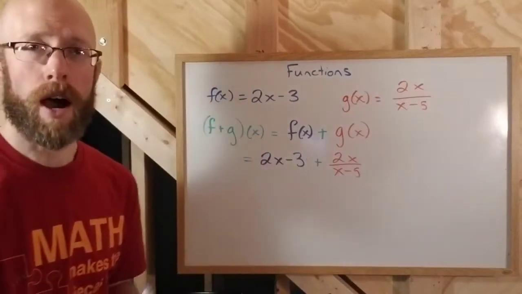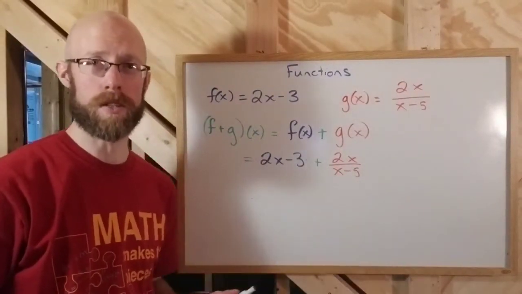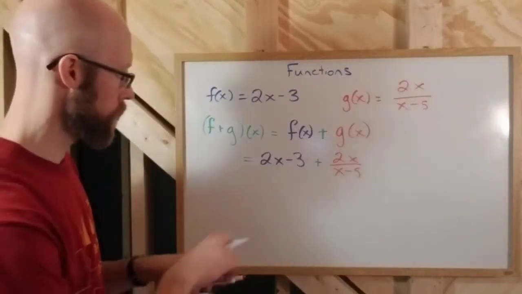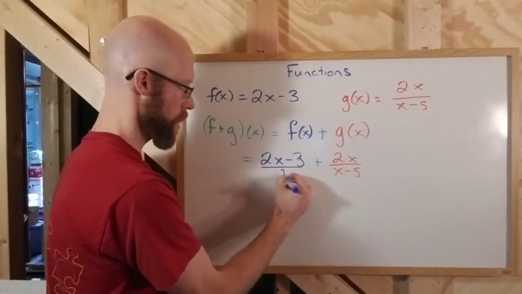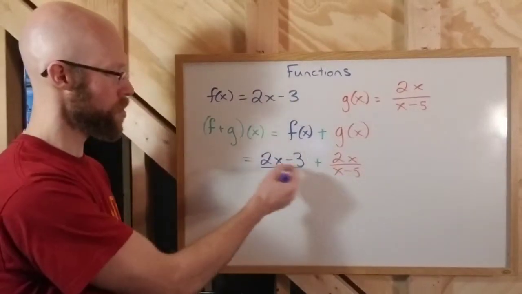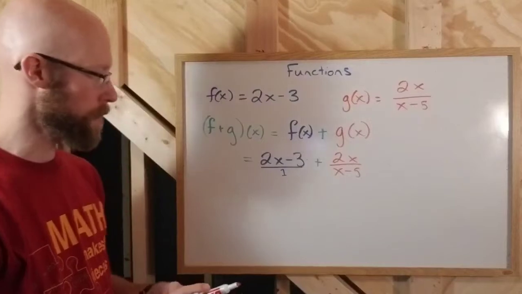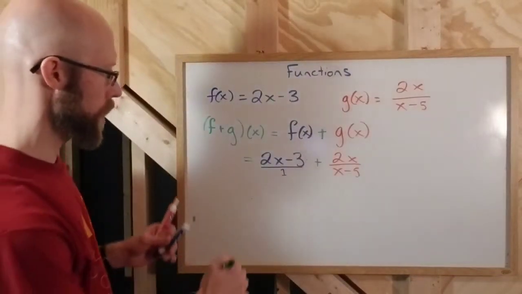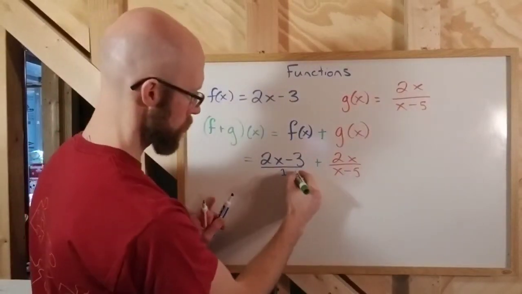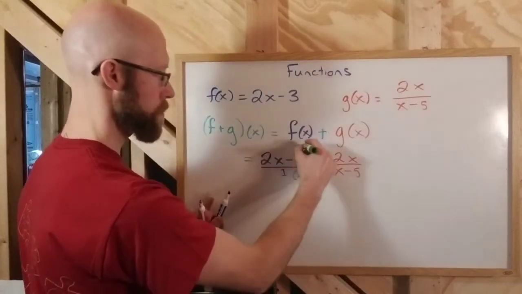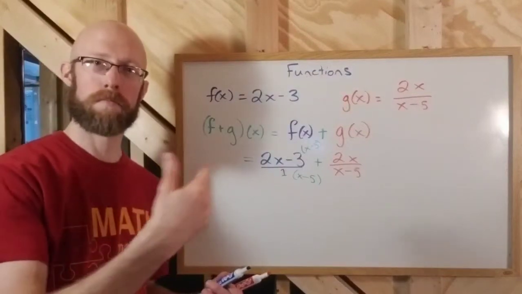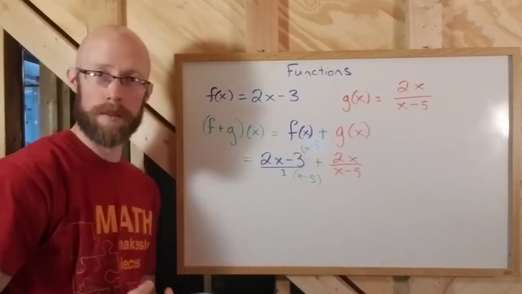Now how do I add these 2 functions? Well, I'd like to get them into one fraction. To do that, I need to get a common denominator. Well, I could think of this first function as being divided by 1, just like the number 12 is 12 over 1. This is 2x minus 3 over 1. To get a common denominator, I need to multiply the top and bottom of this fraction by x minus 5. Got to multiply by the other denominator to get a common denominator here.